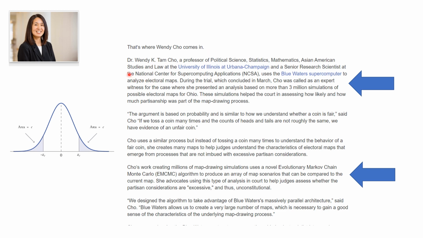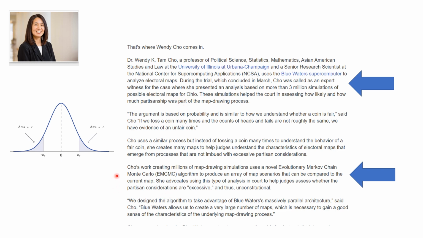research currently happening at the University of Illinois. Dr. Cho, a professor of political science, statistics, mathematics, Asian American studies, and law, wow, she is everything, at the University of Illinois at Champaign-Urbana, and a fellow at the National Center for Supercomputing Applications, uses their computers to analyze vectorial maps. For example, she consulted in an Ohio case recently, and she did an analysis based on more than 3 million simulations of possible maps for Ohio.